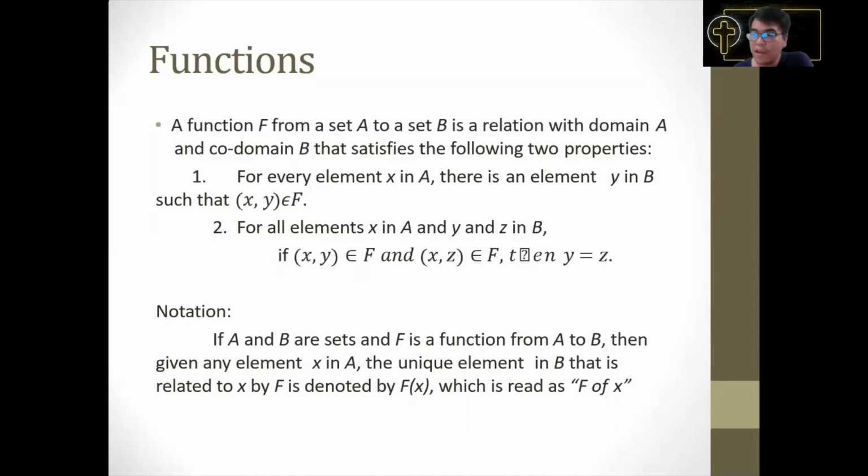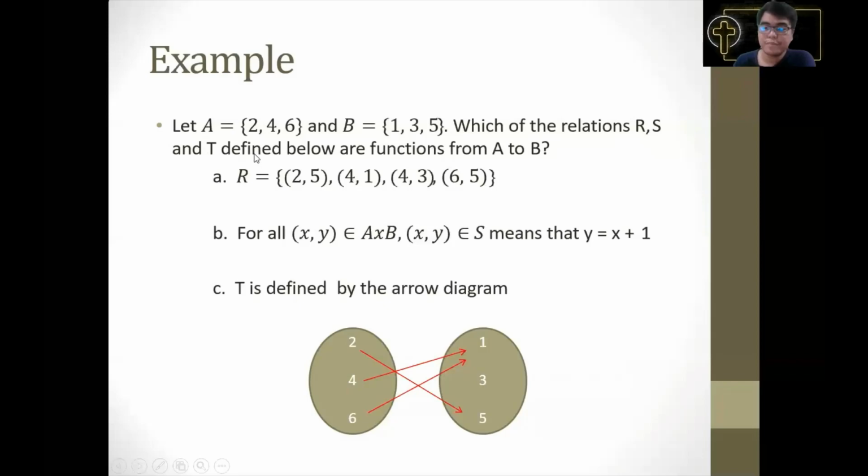If A and B are sets and f is a function from A to B, then given an element x in A, the unique element in B that is related to x by f is denoted by f(x), which is read as f of x. Let's take this example. Let A be equal to {2, 4, 6} and B equal to {1, 3, 5}. Which of the relations R, S, and T defined below are functions from A to B?